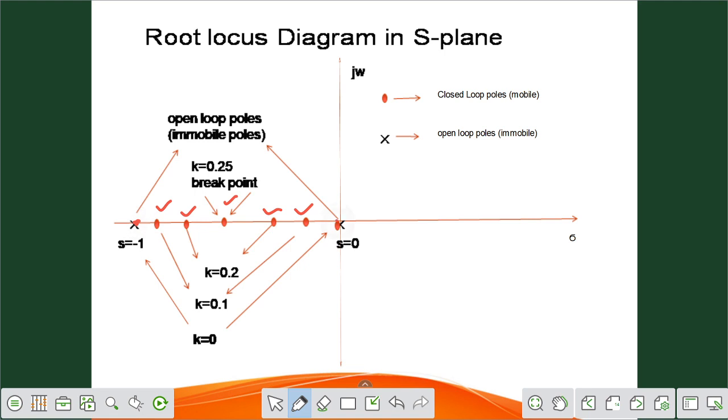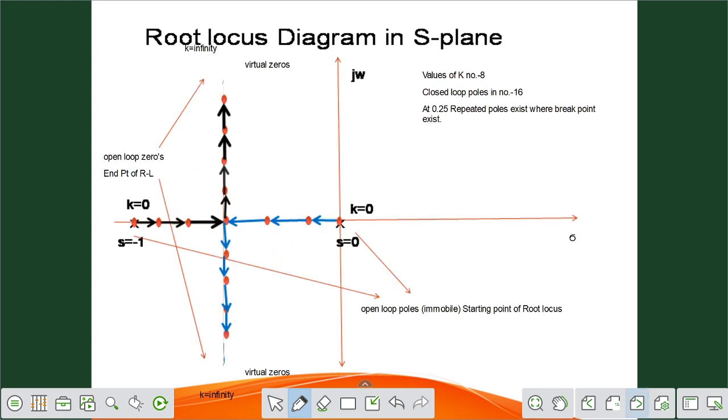Basically, one pole is here also, and the cross marks are also here. So cross represents the open loop transfer function pole, which is not movable, but red dot represents the closed loop transfer function poles. Actually, what we are doing is making the closed loop transfer function pole path with the help of open loop transfer function pole. You can check it. I have already written here: open loop poles are immobile poles and closed loop poles are all movable poles.